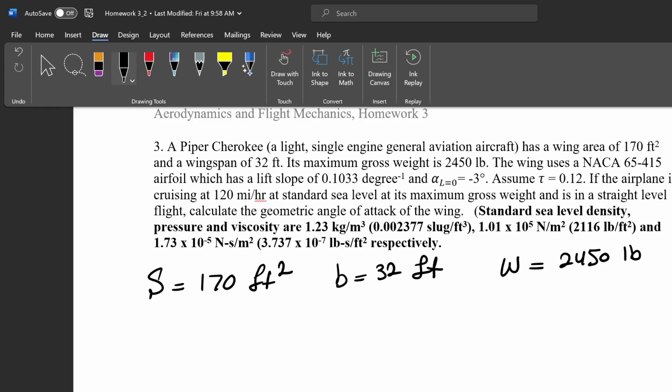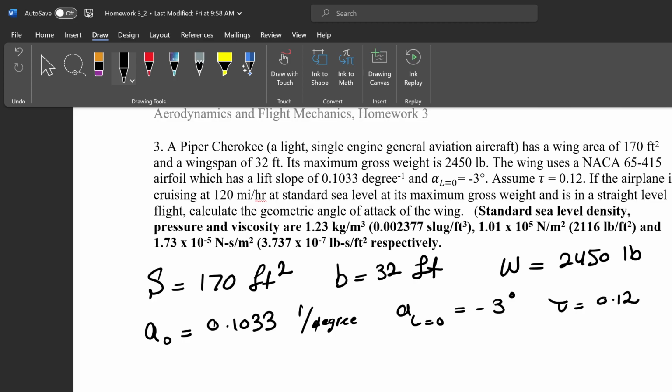The wing uses a NACA 65415 airfoil, which has a lift slope, so A naught is 0.133 per degree, and a zero lift angle of attack of negative 3 degrees. We are going to assume tau is 0.12 if the airplane is cruising at 120 miles per hour at standard sea level.